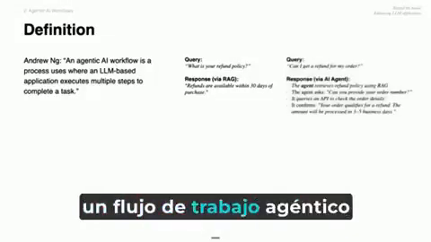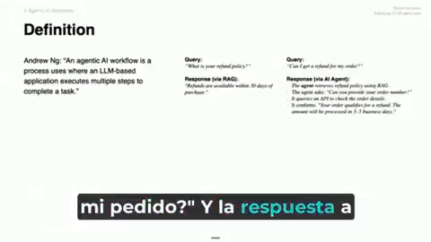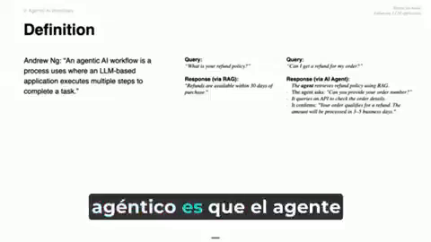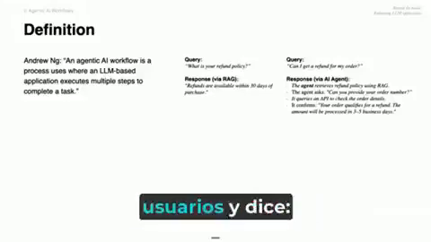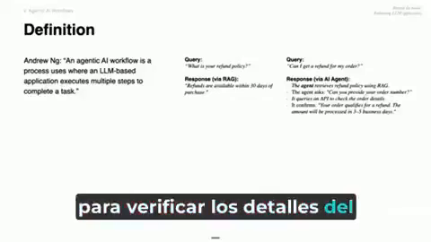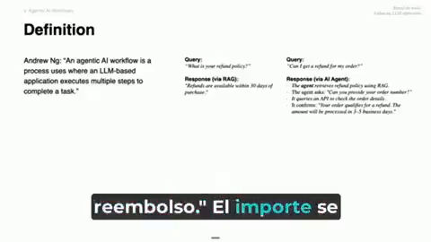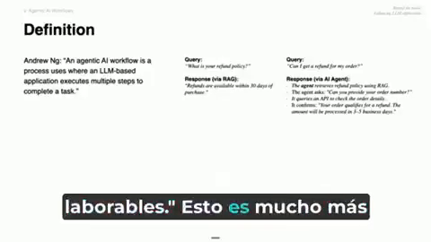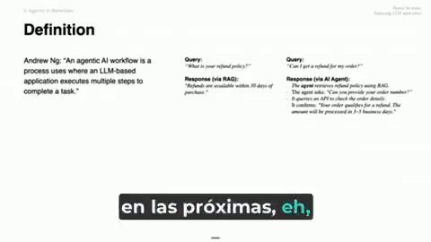Instead, an agentic workflow can function like this. The user says, can I get a refund for my order? And the response via the agentic workflow is the agent retrieves the refund policy using a RAG. The agent then follows up with the user and says, can you provide your order number? Then the agent queries an API to check the order details, and finally it comes back to the user and confirms your order qualifies for a refund. The amount will be processed in 3 to 5 business days. This is much more thoughtful than the first version, which is sort of vanilla, right? So that's what we're going to talk about in the next couple of slides, is how do we get from the first one to the second one.